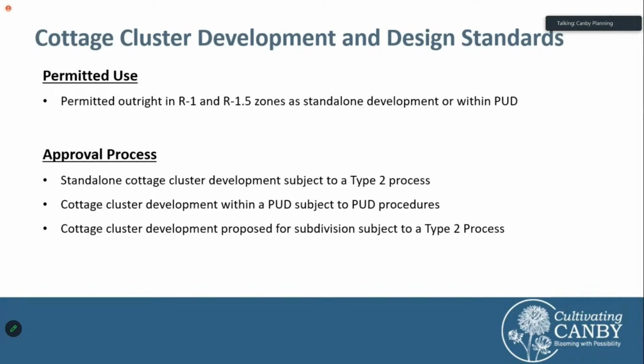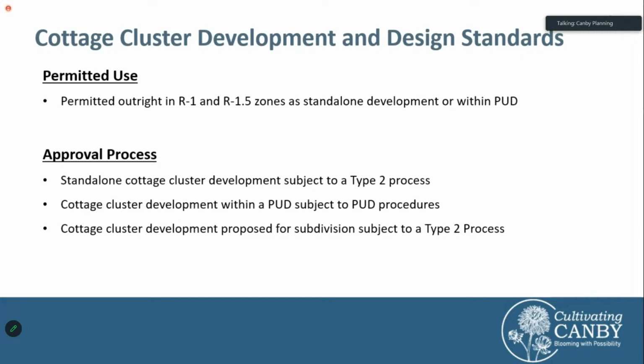Approval process, as we touched on a little bit earlier in the presentation tonight, there is some discussion about how that approval process goes forward and whether it's clear and objective. At this point, we're proposing cottage clusters that are standalone to go through a type 2 process, and those that are in a PUD would go through the standard PUD procedures. We're also considering cottage clusters that are proposed as part of a subdivision to also be subject to a type 2 process, which I understand is different than what Canby currently has.